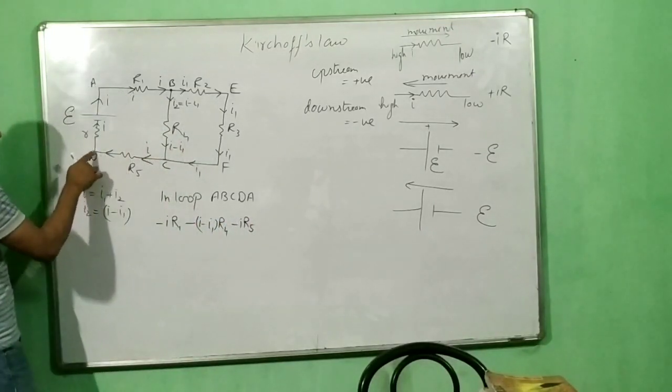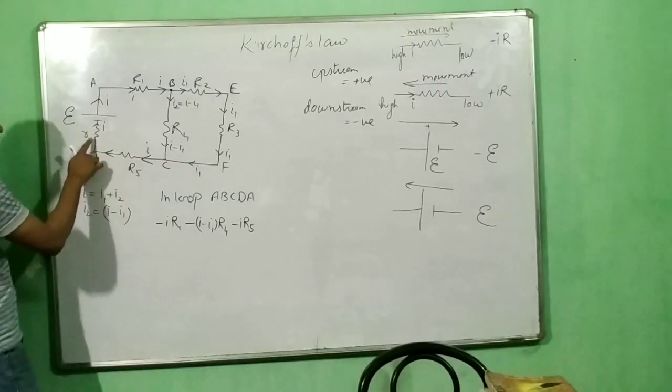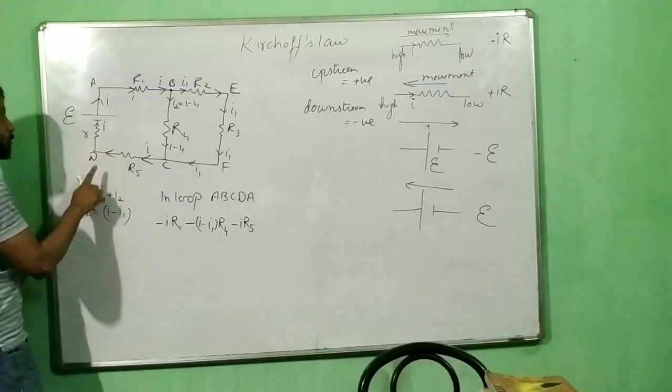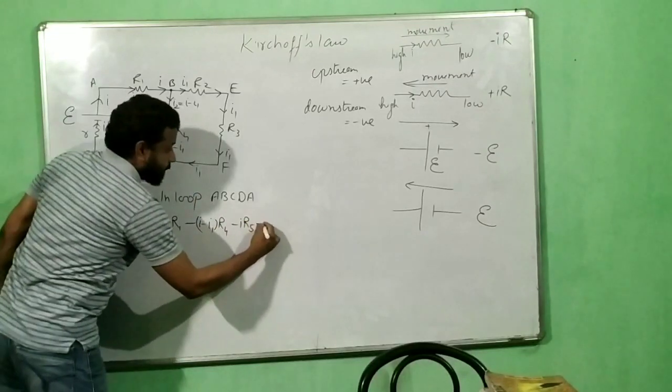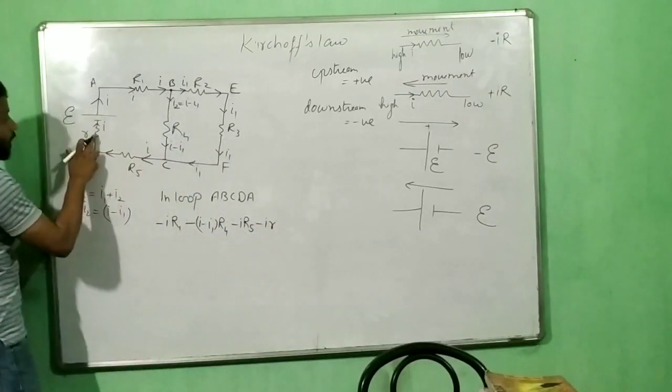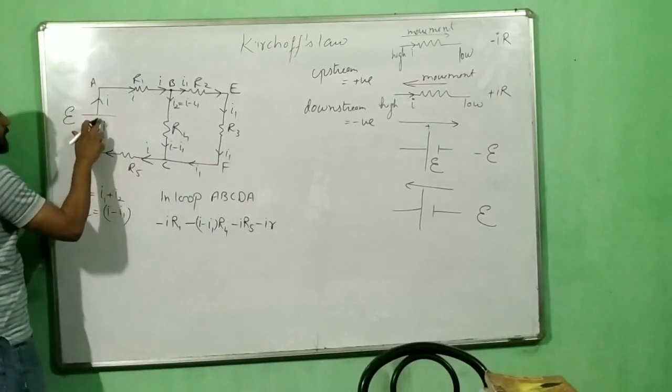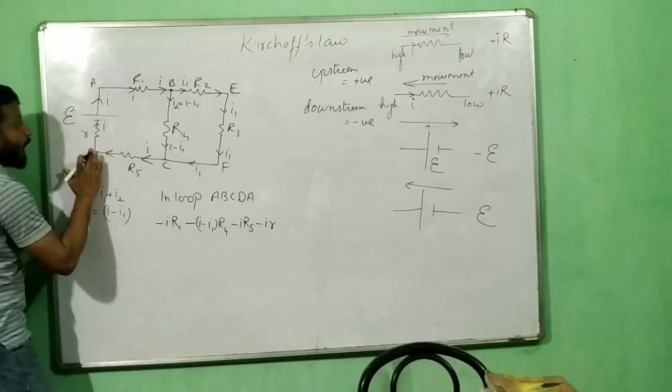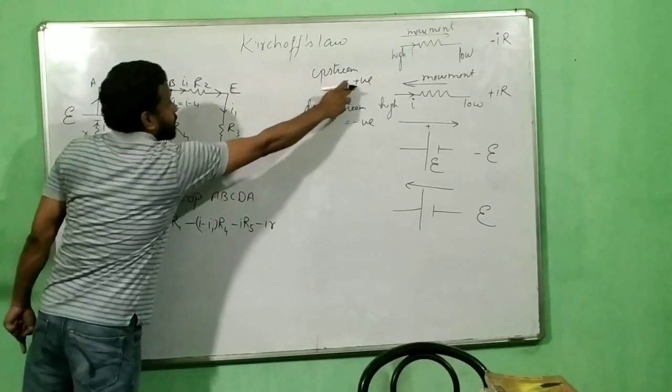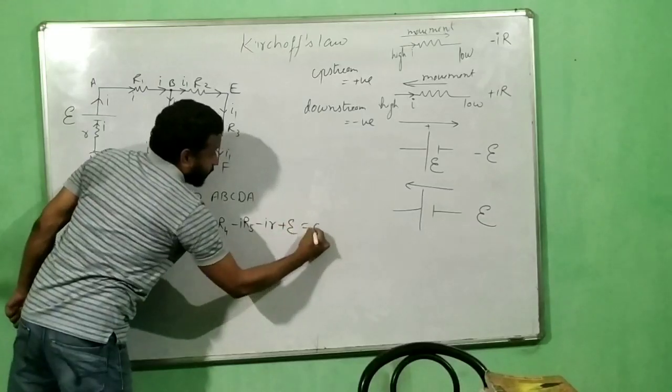And now you are going up. You are crossing the internal resistance, and you are following the direction of current. You are going downstream, so again minus I times R. Now you are going from negative to positive, low to high. You are going upstream, and upstream is positive, so plus E equals 0.